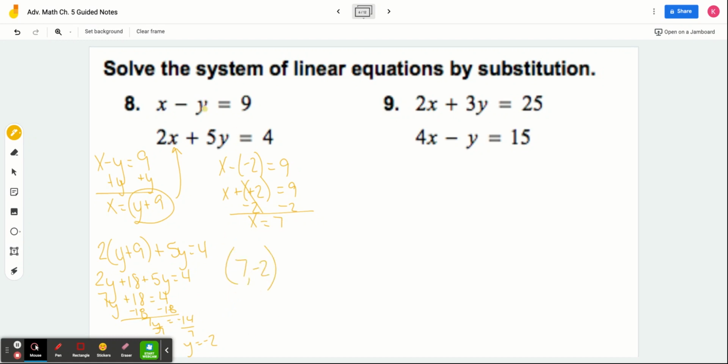Now remember, if we would plot these two lines on a coordinate plane, this should be the point where those two lines cross or where they meet. Go ahead and try number 9 on your own.